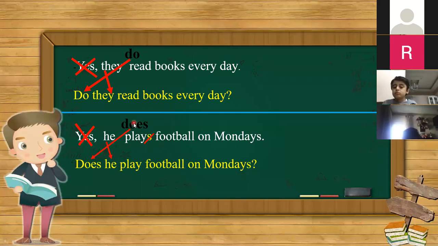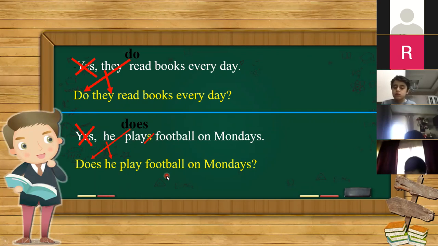Write small does here because we have he, make scissors and cross S. So does he play football? Can I say does he plays football? Can I add the S with the verb here in the question? No. Excellent, all of you.